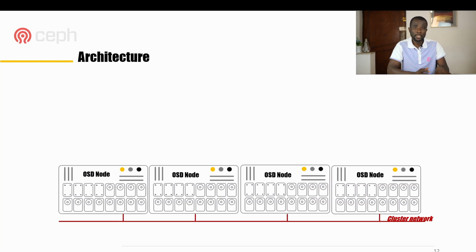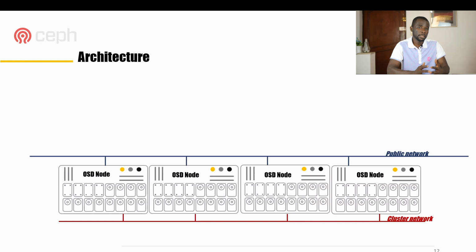The second network on which the OSD node will be connected is the public network. This public network should have a throughput of at least 1 gig.